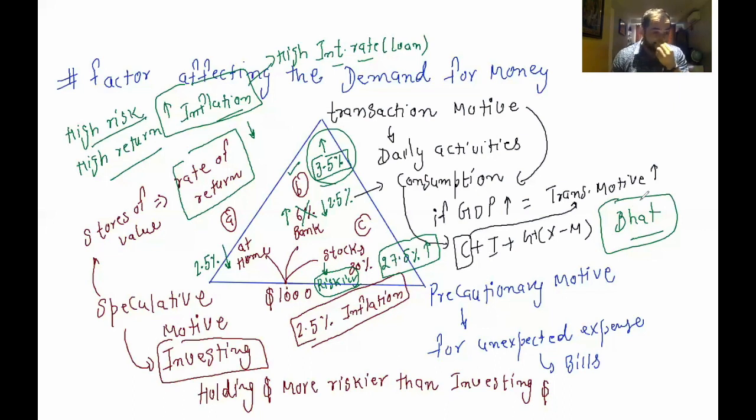So that's the reason people demand money for speculative purpose. So that's all. People demand money for precautionary purpose, speculative purpose, and transaction purpose. So topic 8 is finished. Now, the next topic is inflation, that we will cover in the next lecture. All right. So that's enough for today.